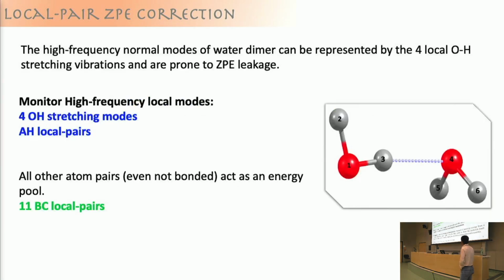Let's take an example of how it works. Let's take this water dimer. In this case, my system of interest is the water dimer. See, very simple. What can be simpler than water?